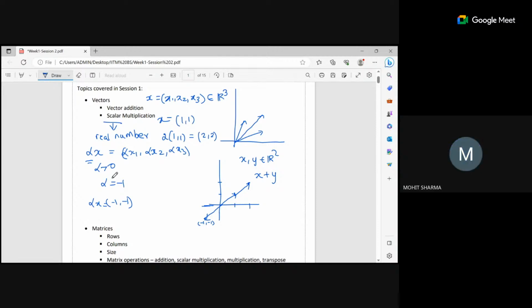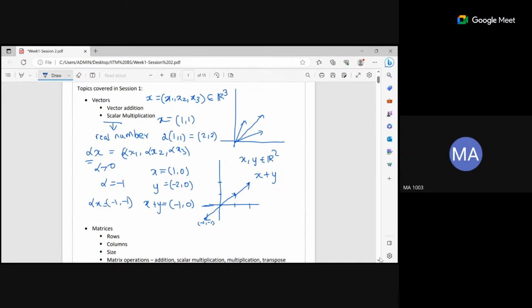X, minus 1, comma 0. It still lies along the same x-axis. All of them lie along the x-axis, right? Okay. So this is the general outline about vector addition and scalar multiplication. Okay. So next, what is the next topic we have seen?